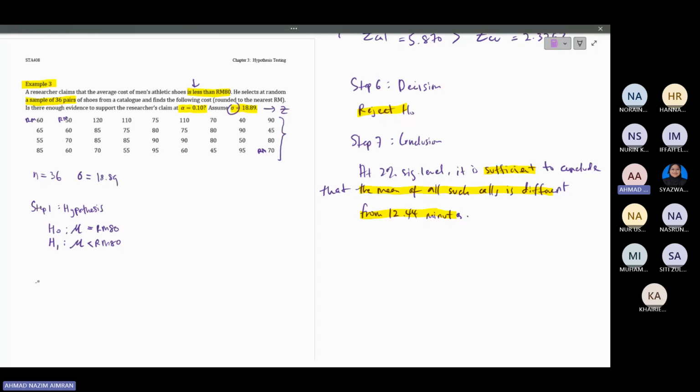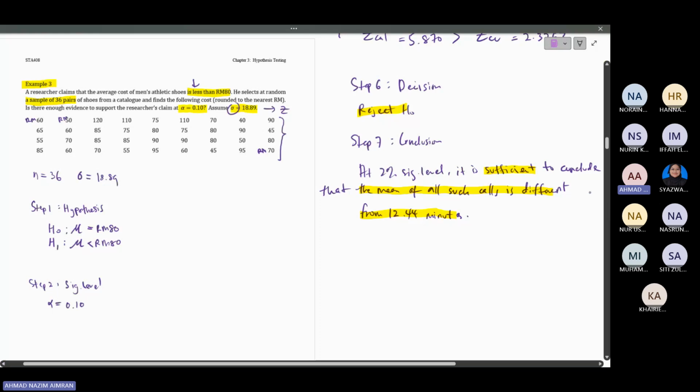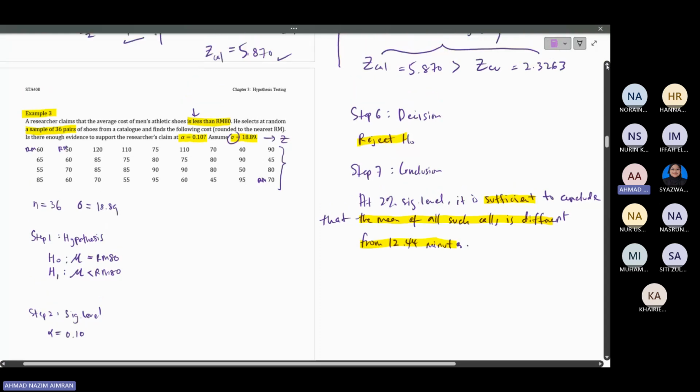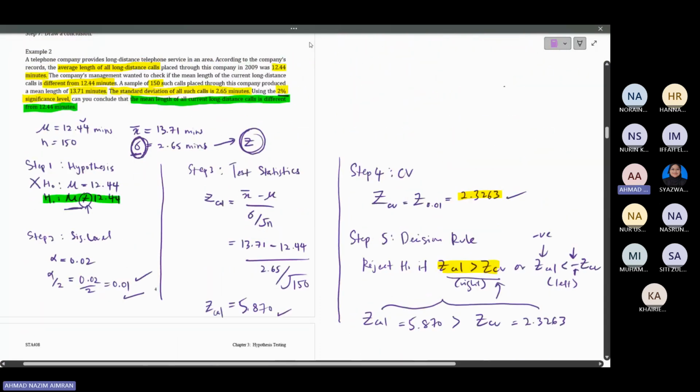And step 2 is the significance level. Just write down the significance level from the question. Alpha is equal to 0.10. For this one, you don't need to divide the alpha by 2. In the previous example, example number 2, we divided the alpha by 2.